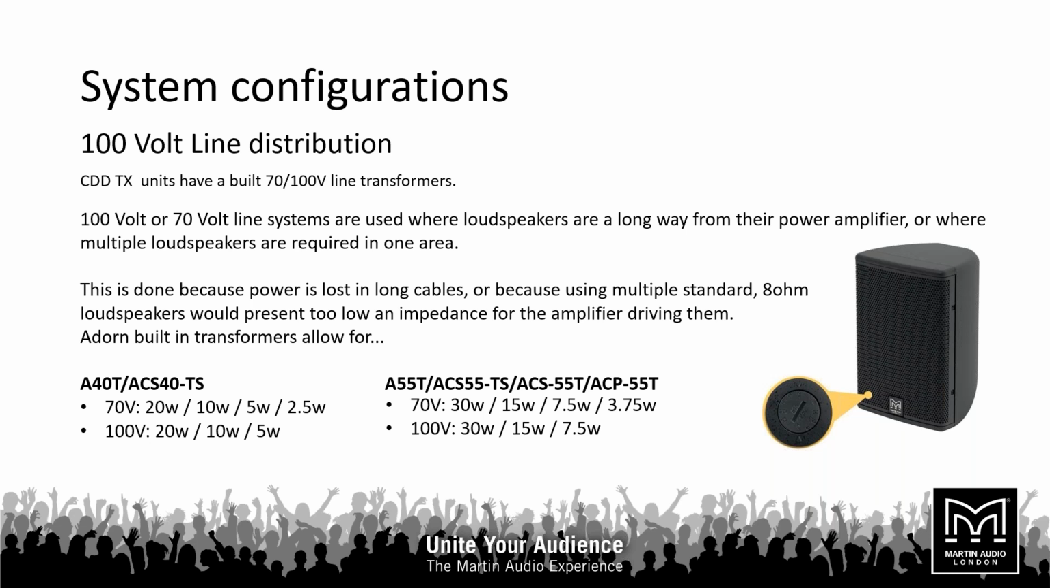So all of our CDD 5 and 6, and of course our Adorns, the A40 and the A55, have their transformer taps there. So, depending on which model you're looking at, all the way from 5 to 7.5 or even 30 watts at 100 volt line.